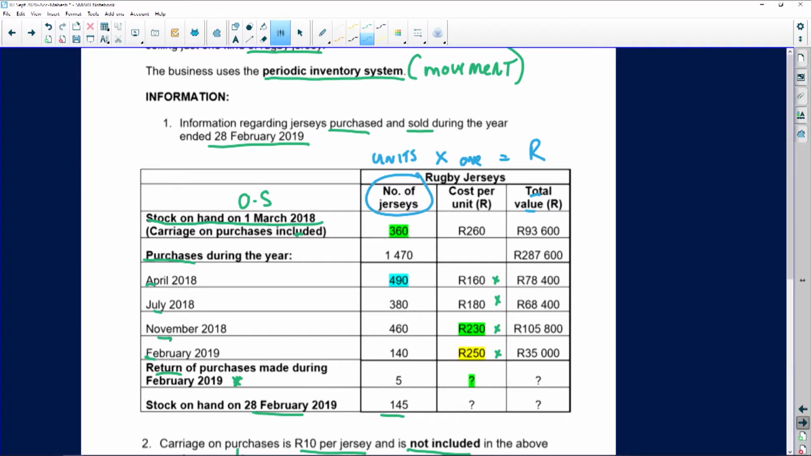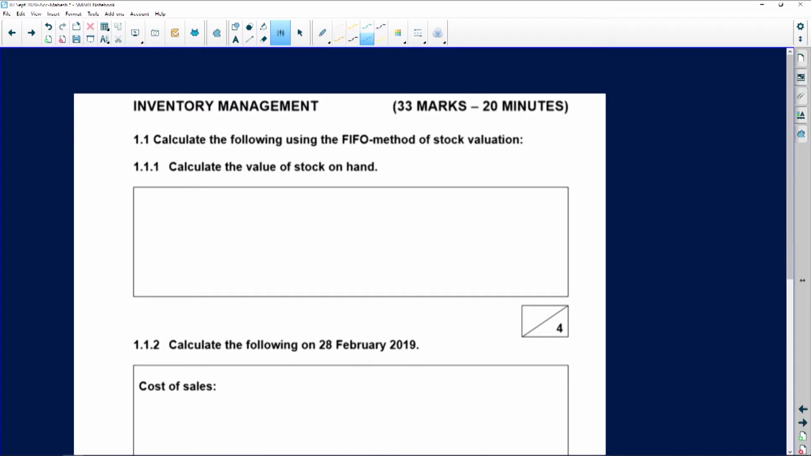Okay, so we've gone through the info. Now let's go to our actual questions. The very first question: calculate the following using the FIFO method of stock valuation. And the first calculation: calculate the value of stock on hand. Obviously they're referring to stock on hand at the end of the financial year. So remember, guys, calculate the value of stock on hand.